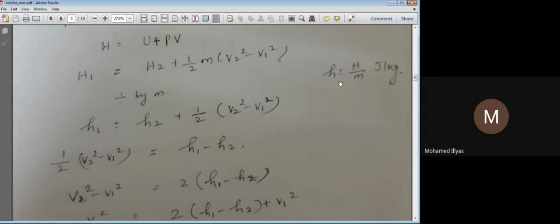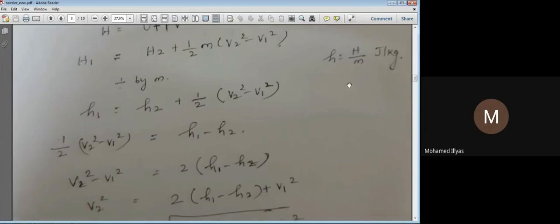How do we specify it? Our extensive property will be specified with its capital letter H, divided by mass. H is enthalpy, in joules, dividing by its mass in kg, so joules per kg. If you are dividing by m, it takes the word specific. Enthalpy becomes specific enthalpy. For example, volume, very familiar: capital V by m, in metre cube per kg. Volume divided by its mass becomes specific volume, small v equal to capital V by m, metre cube per kg. Like that, any extensive property can be divided by its mass.